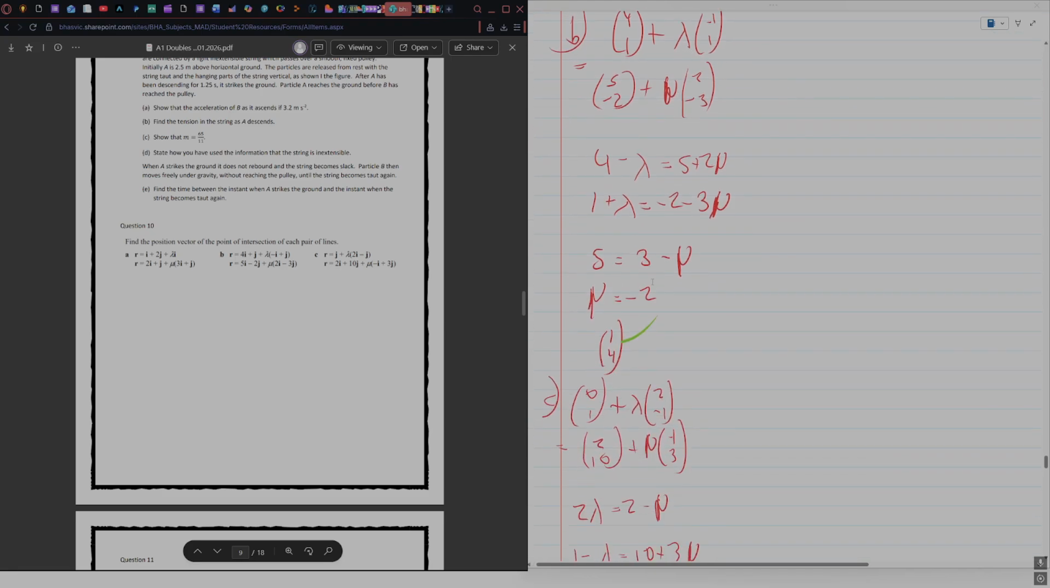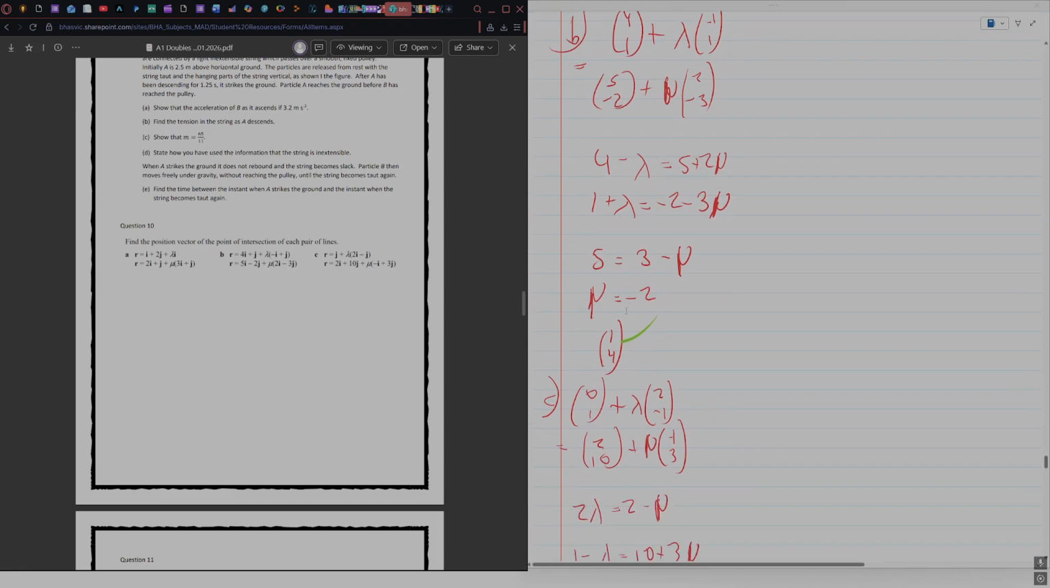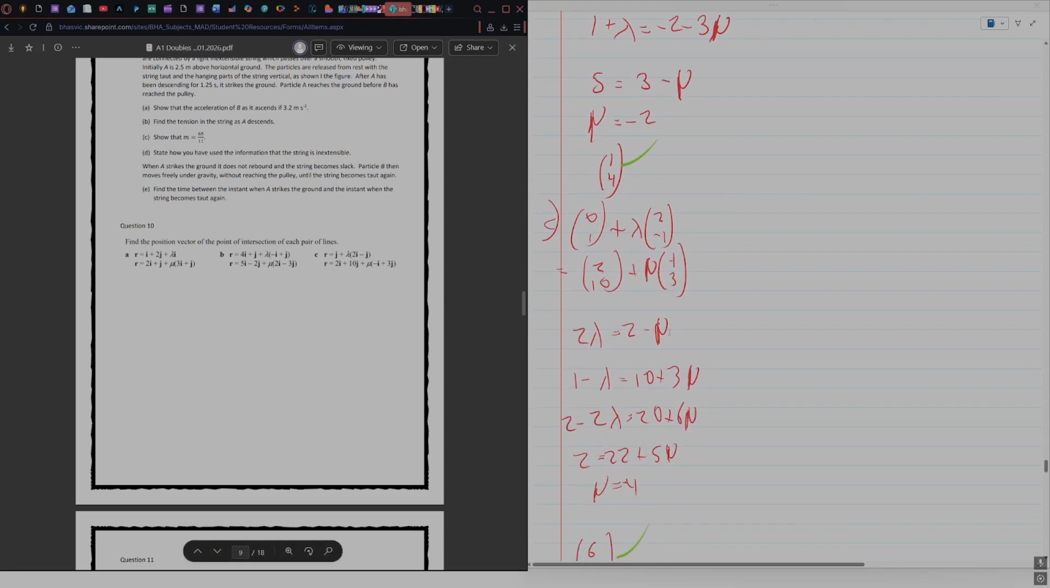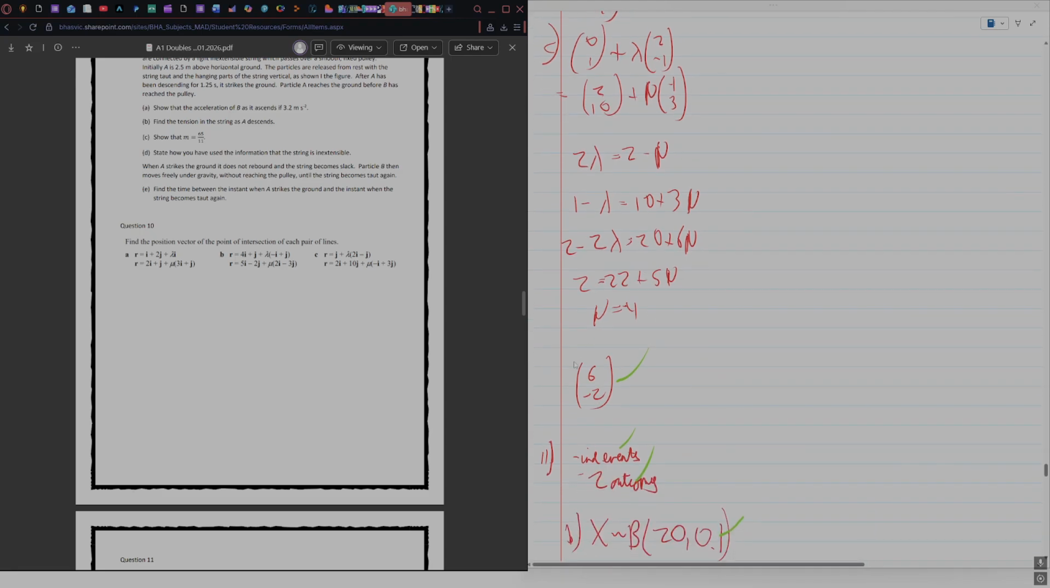So here you just set them equal to each other, compare coefficients. Sorry, you equate the vectors. You do 4 minus lambda equals 5 plus 2 mu, and then solve the simultaneous equations, get one of the scalars, and substitute it back in. Same with C: you equate the coefficients of both the vectors, and then substitute it back in.